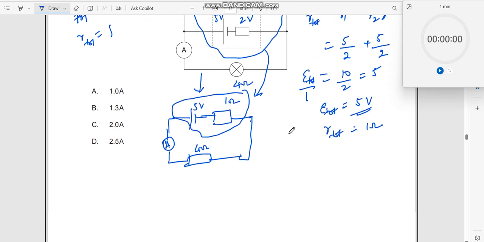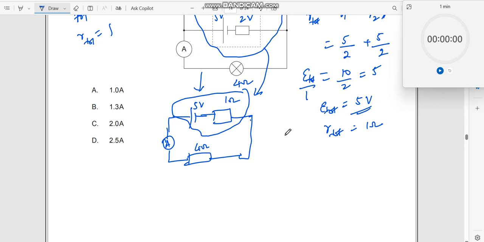Now what should I do? Apply Ohm's law. I want the current through the ammeter. So current I should be equal to, all of this is in a series circuit, so I can say this should be total potential V divided by 1 plus 4, 5 ohms, which should be equal to 1 ampere. Again, there are some students who make a mistake thinking that these two are parallel.